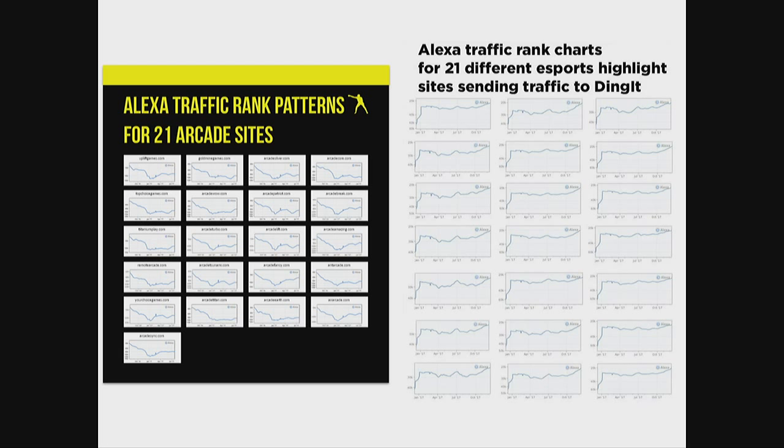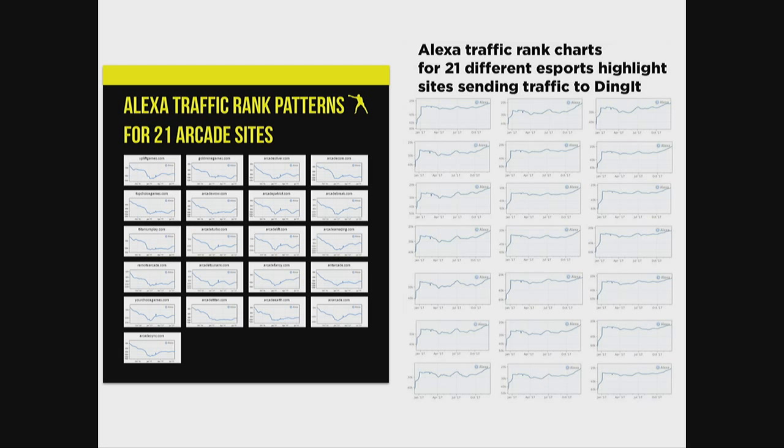One of the other ways that we can prove that these sites are there just to launder and redirect traffic is that when we look at the Alexa traffic rank patterns, so Alexa ranks sites by traffic, all of these different sites had almost identical traffic rank patterns because they were basically just exchanging the exact same traffic, redirecting it between each other.